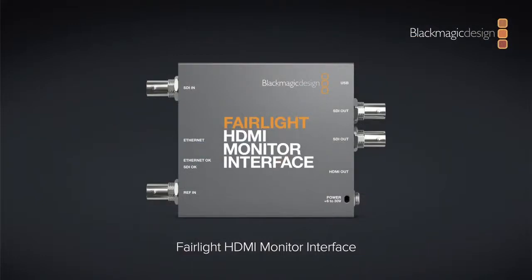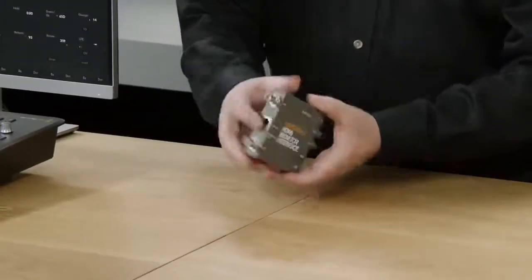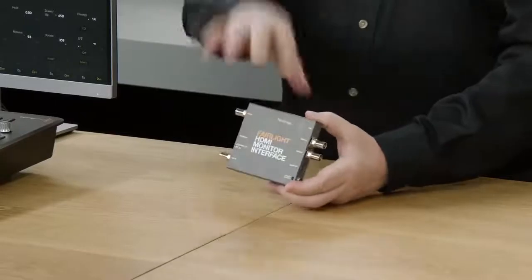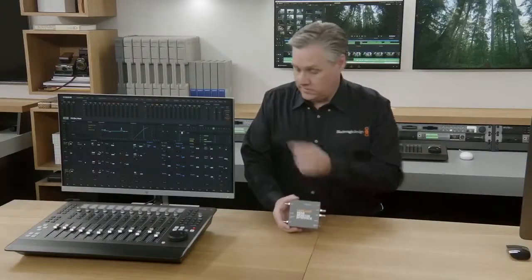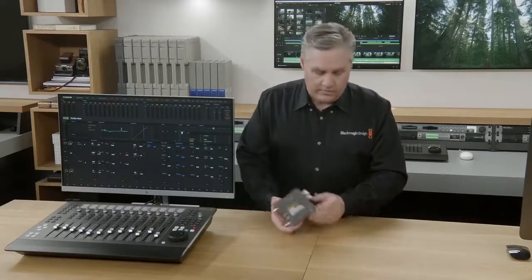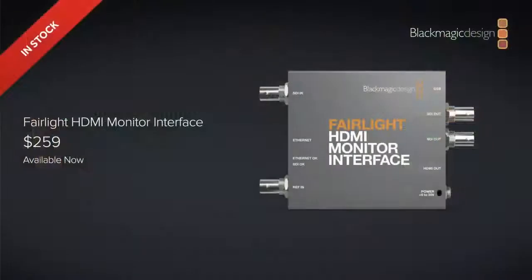Now I'll show you what it looks like. There it is there. So it's just a simple little converter. You plug your Ethernet into it. It looks like one of the big monitors. It's actually the same electronics that drives the monitor that's in the Fairlight Studio console. In fact, this electronics is also in here. And it'll then drive a HDMI or SDI display, so you can choose what type of display you want. Now that's $259, and it's available now.